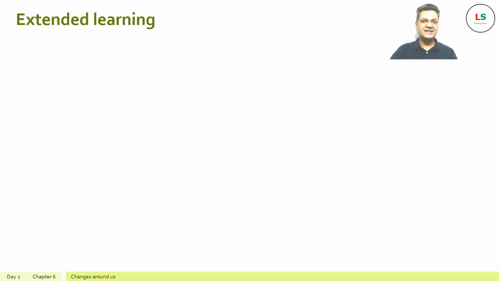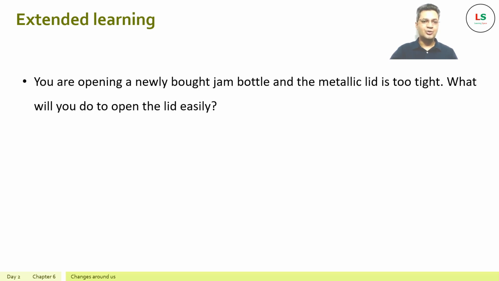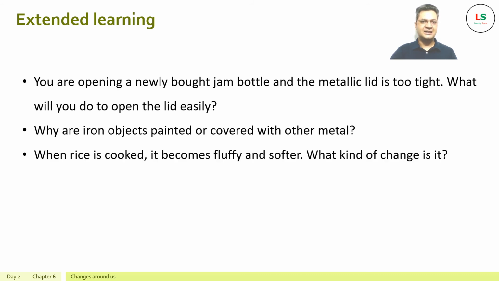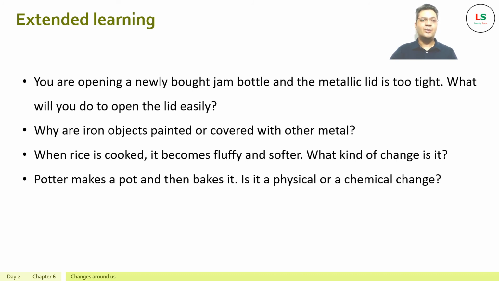For extended learning, here are some questions. You are opening a newly bought jam bottle and the metallic lid is too tight. What will you do to open the lid easily? Why are iron objects painted or covered with other metal? When rice is cooked, it becomes fluffy and softer. What kind of change is it? Potter makes a pot and then bakes it. Is it a physical or a chemical change?